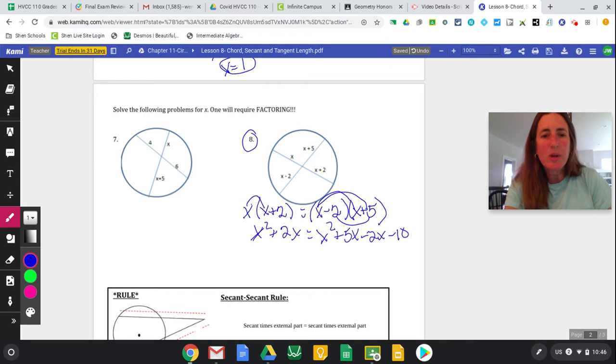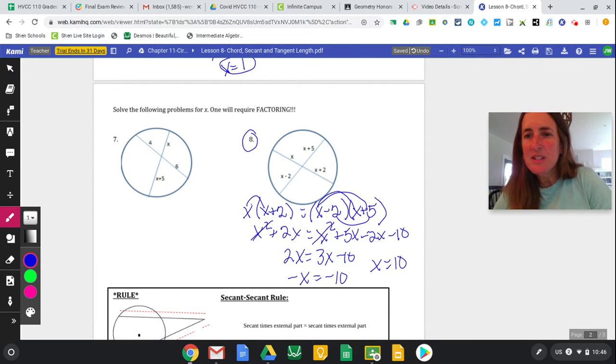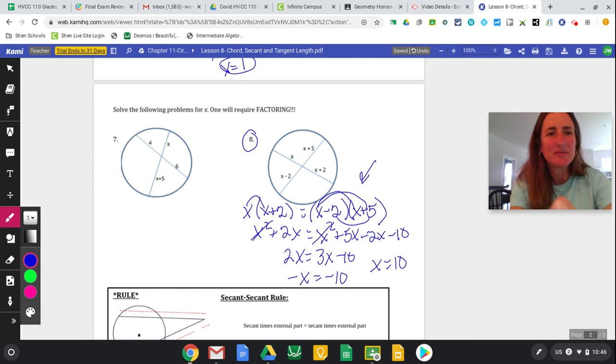Oh, there's x squared on both sides. Boom, it's gone. 2x equals 3x minus 10. Move that x to the other side. Negative x is negative 10, or x is 10. Now that problem didn't involve any factoring, but I did have to multiply some binomials together. Let's try one that's got some factoring.